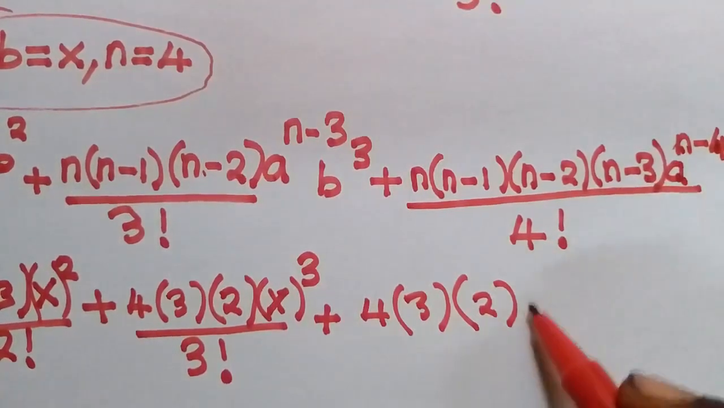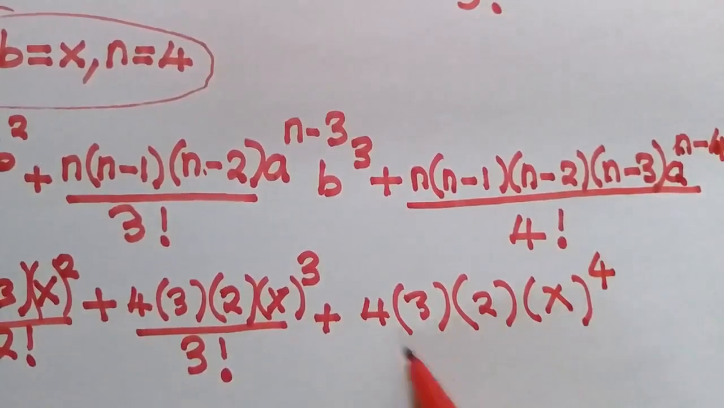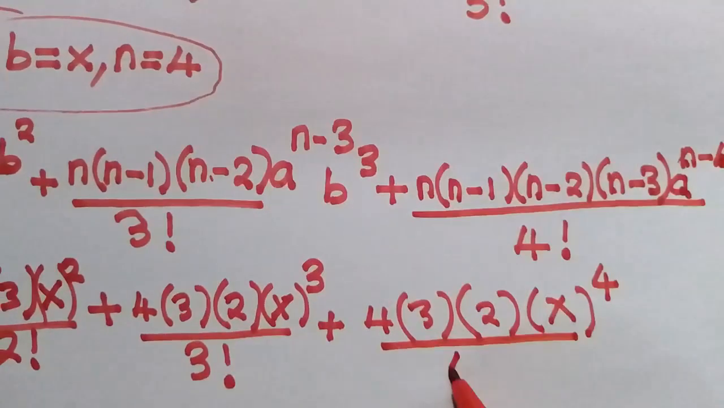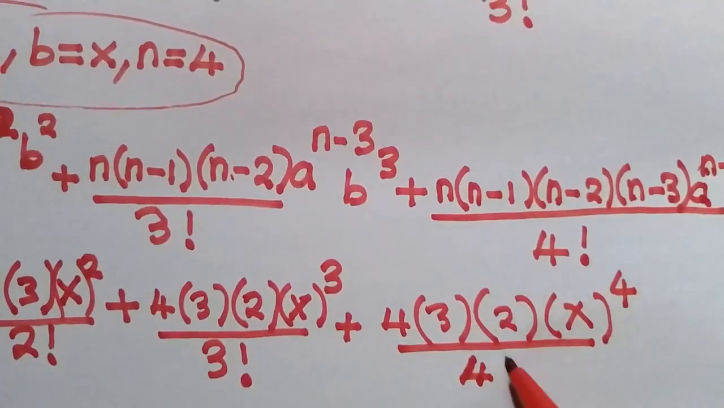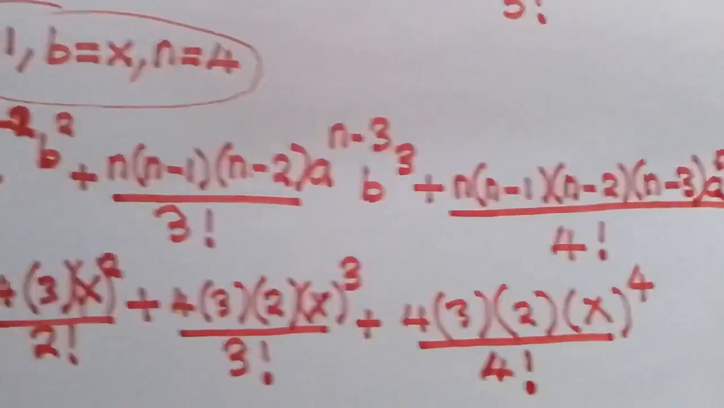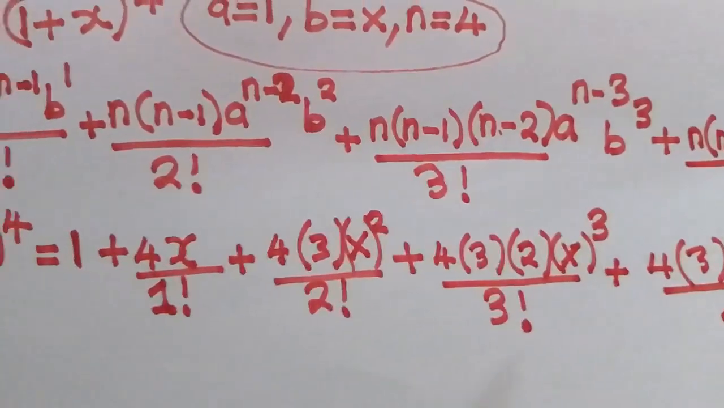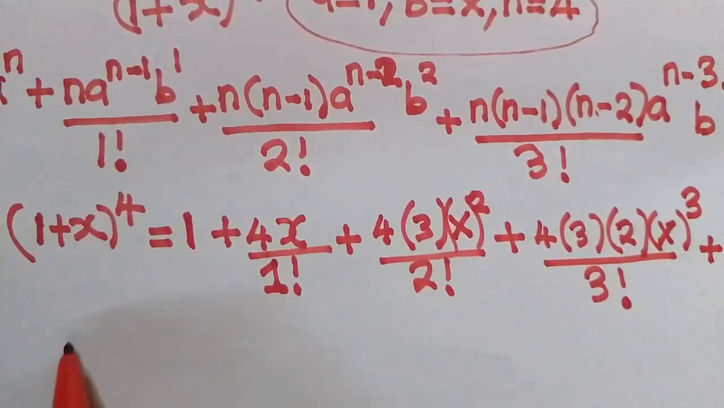B. B is x. So x to the power what? Power 4. Then I say over, over what? Over 4 factorial. This is what I'm going to have, over 4 factorial. With this, I can now write my final answer.